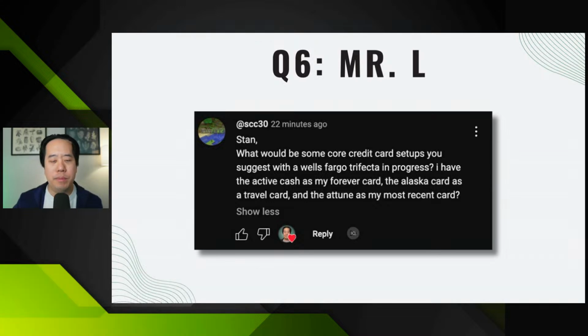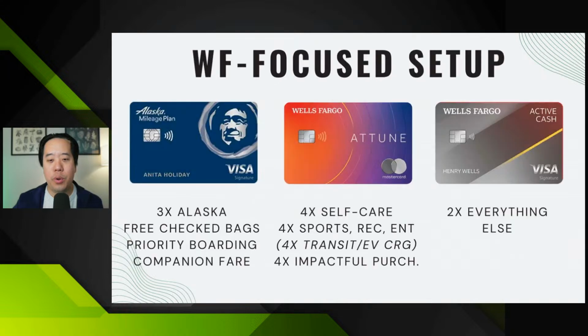So in terms of Mr. L's question, he has a Wells Fargo trifecta in progress, and this is what his setup looks like right now. Essentially he has the Alaska card, which I would argue is more of a benefits card. It's not really a great spending card unless you're spending on Alaska, but you do get a lot of good airline-specific benefits, so there's that.